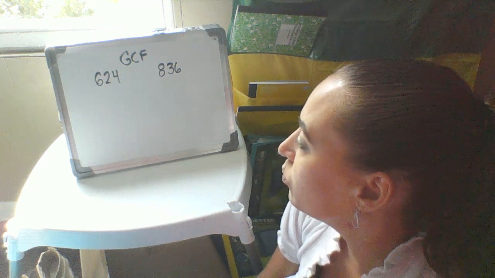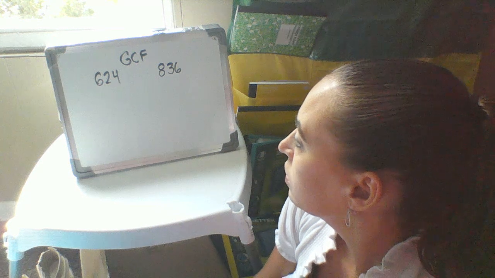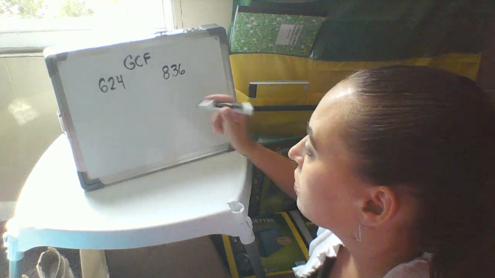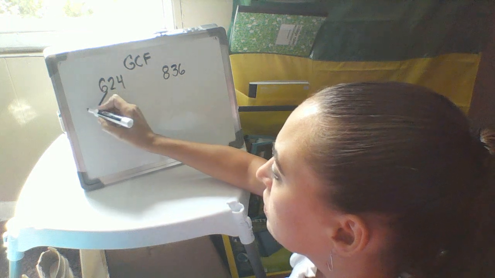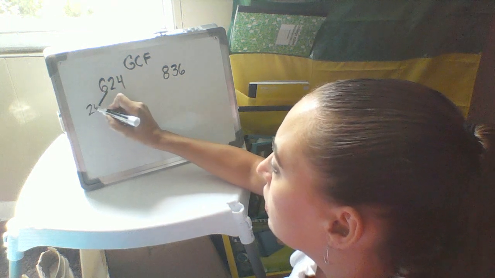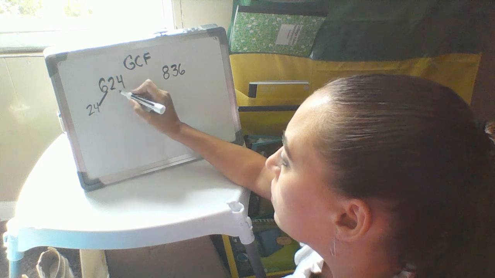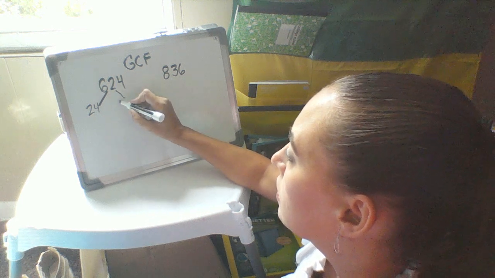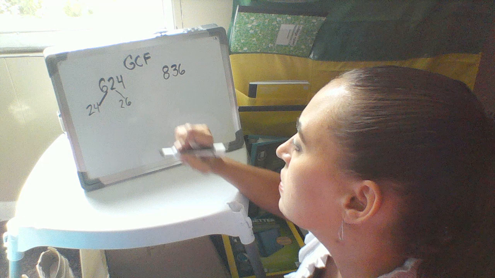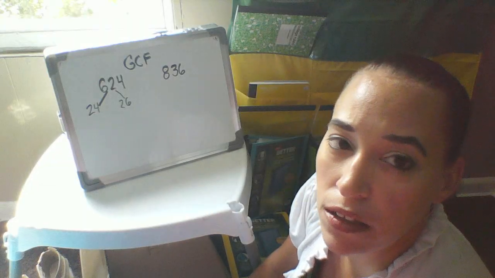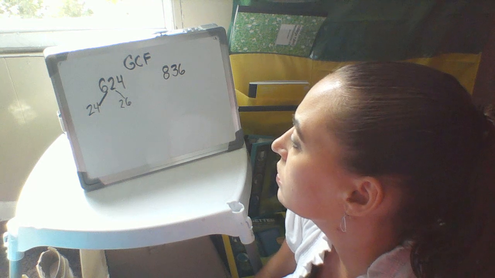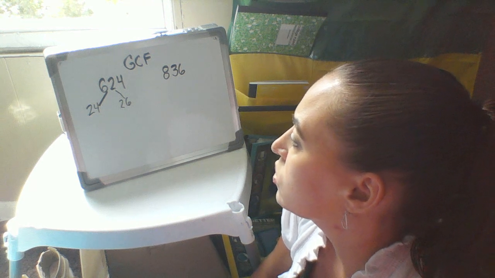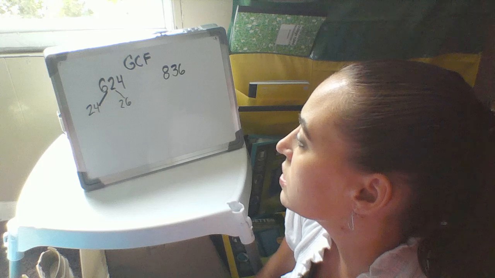When I'm looking at this, I think I'll pull out a 24. And 24 goes in 26 times. Double check that with your calculator. Yeah, 24 times 26 would give you 624.